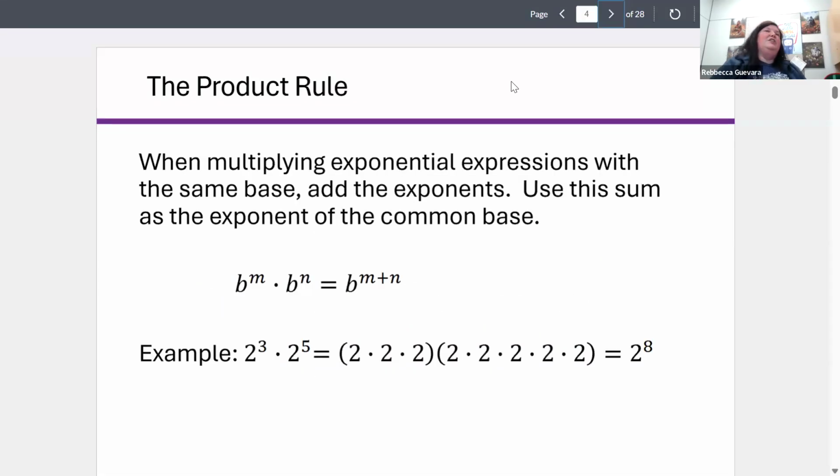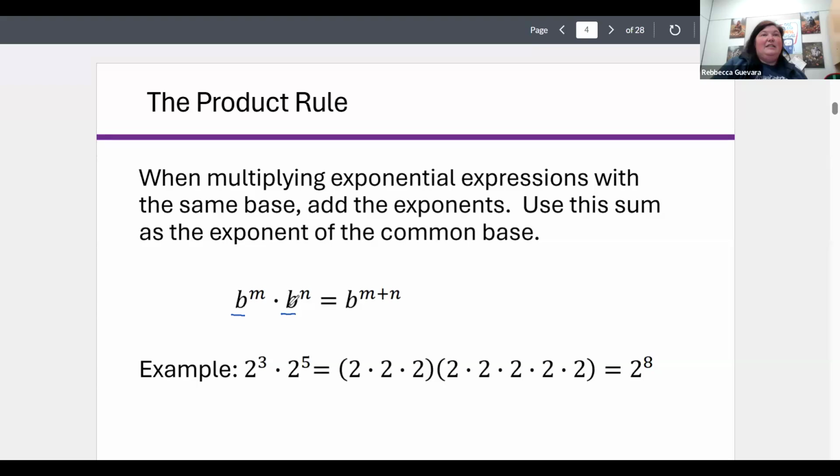First things first, we're going to start with what is called the product rule. When multiplying exponential expressions with the same base, we are going to add the exponents. They have to have the same base. That's what is very important here. So if I have b to the power of m times b to the power of n, then that will equal b to the power of m plus n. I have an example down here.